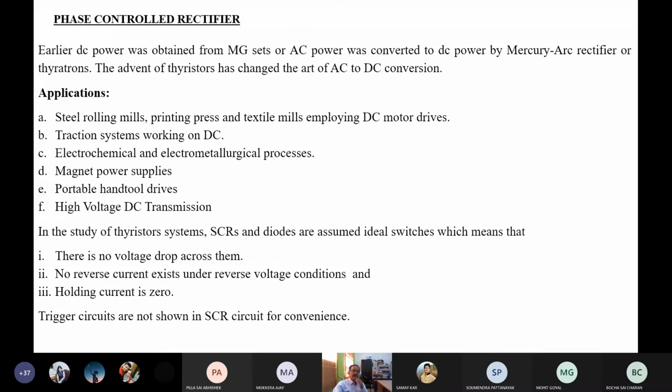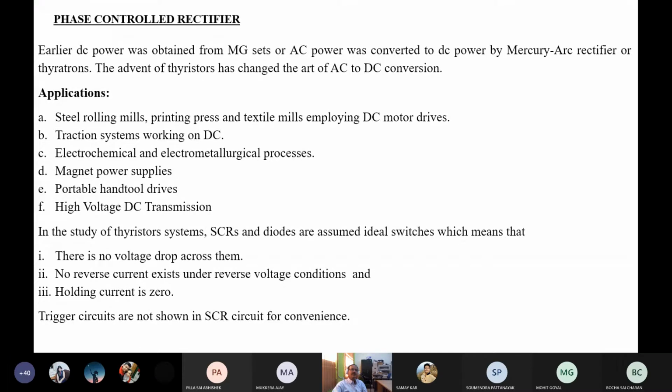We'll study with a simple circuit, a half wave circuit with a single switch. Phase control rectifier means converting AC to DC power, right? AC power to DC power.